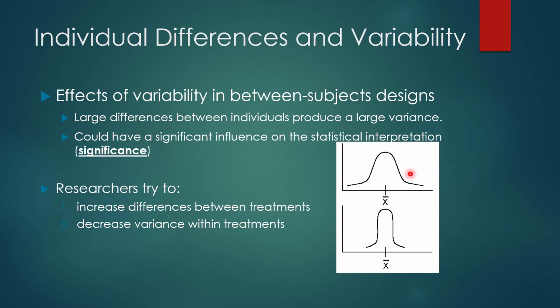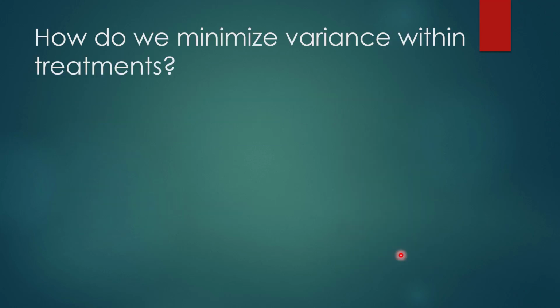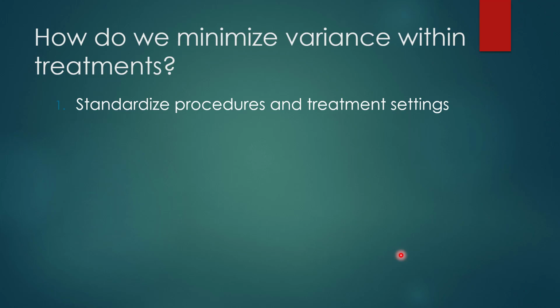So here we have a group that has large variance and we want to decrease that. Some of those things that we talked about in the previous video, like matching or holding a variable constant, are ways that you can do that. So now we're just going to talk about some ways we can minimize variance within our treatments. One thing we can do is to standardize procedures and treatments. We've talked a little bit about this before. You want your environment to be the same. If you're using a computer, you want it to be the same. If you're having your subjects listen to music, you want the volume to be the same. Standardizing those things so you don't have a huge amount of variance.